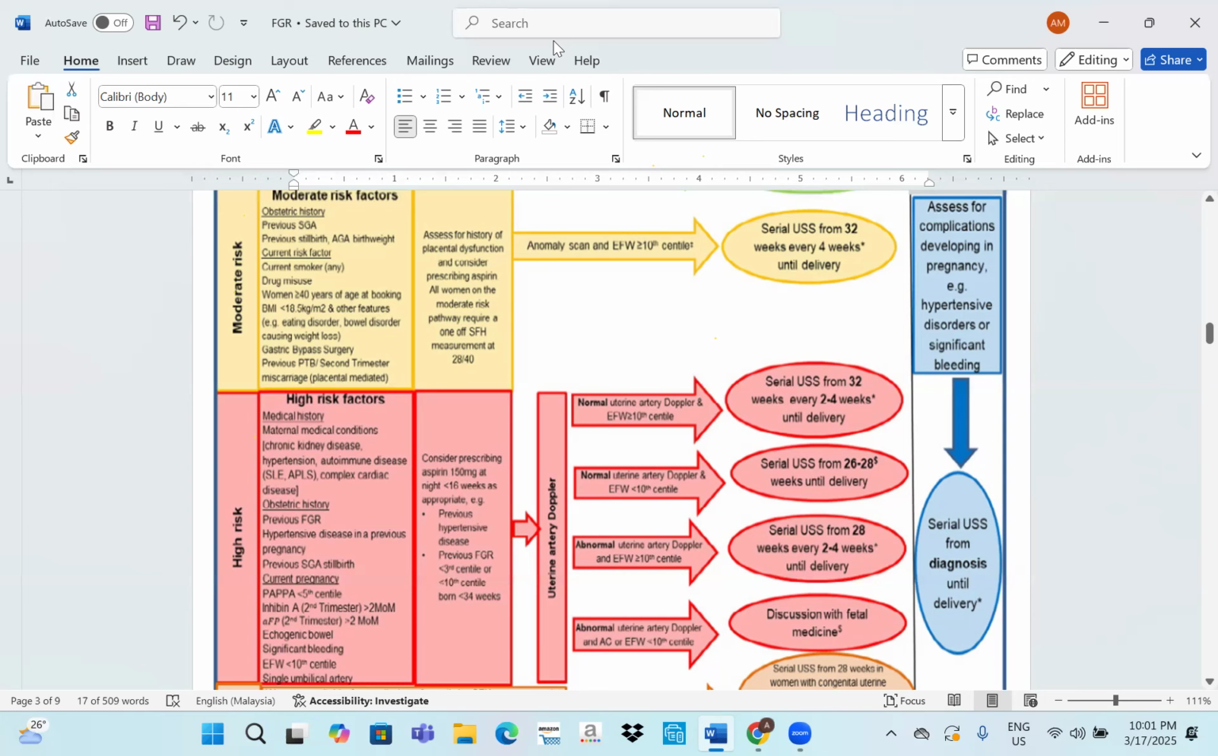So once you are asking your patient, you should not just randomly ask them. If they are saying that she's a smoker only, and there is previous SGA, so she falls into the moderate risk factor. Along with that, on anomaly scan, if the estimated fetal weight is more than or equal to 10 centile, for this patient you will start the serial scans from 32 weeks. But if she's a smoker and previously there is no SGA but FGR, then you will do the uterine artery Doppler for this patient. Are you getting my point, what I want to teach?